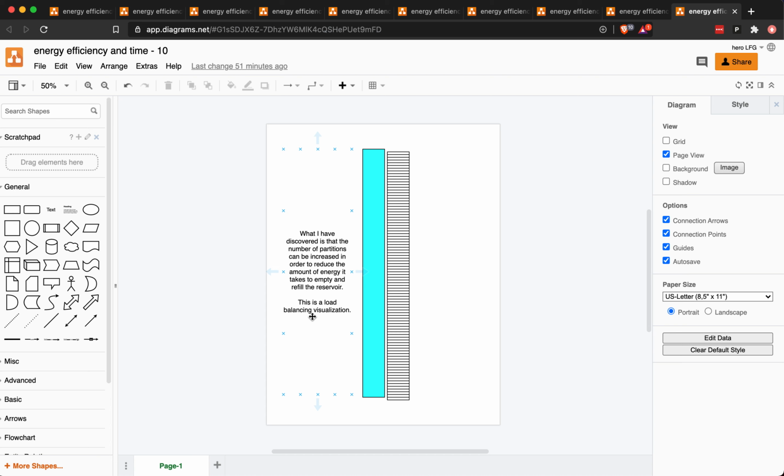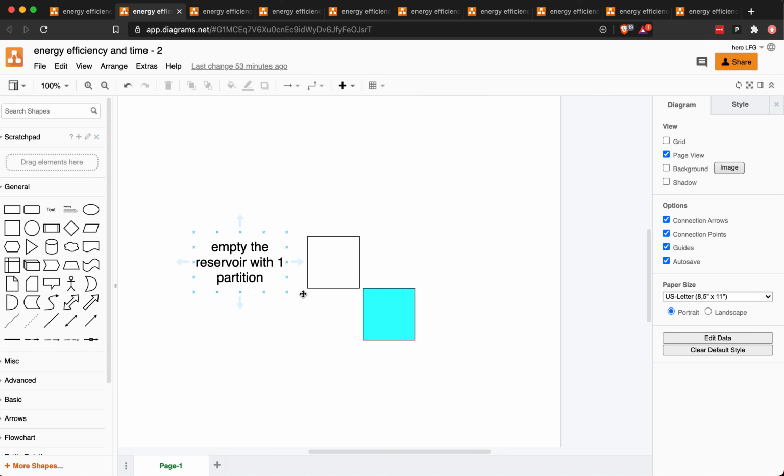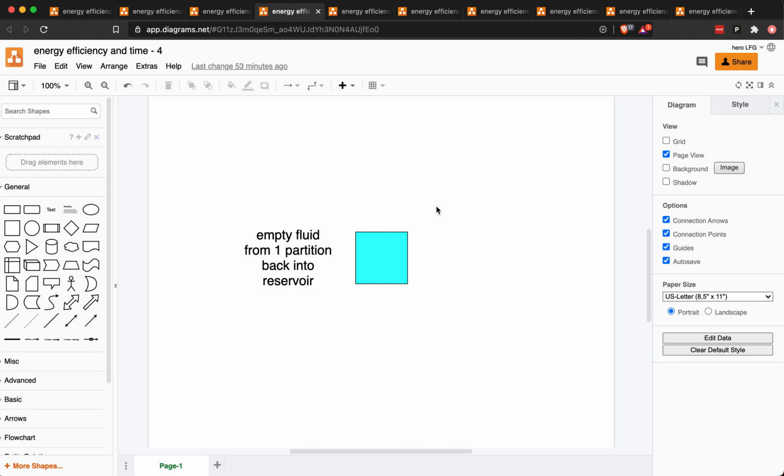And I just refer to it as load balancing because the pattern is used everywhere you are trying to actually do something. So let's imagine a reservoir and we want to empty and refill the reservoir efficiently. So the most naive approach is to drain the reservoir into a partition and then lift that partition up a distance of 2 times the height of the partition, and then you can empty that fluid back into the reservoir. So you are able to empty and refill the reservoir.